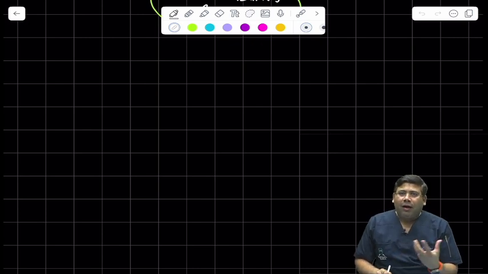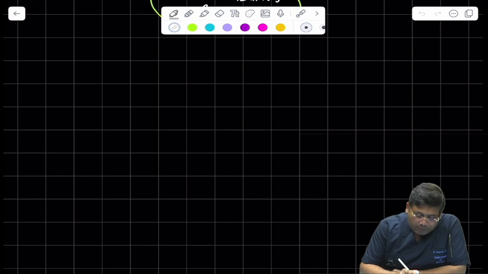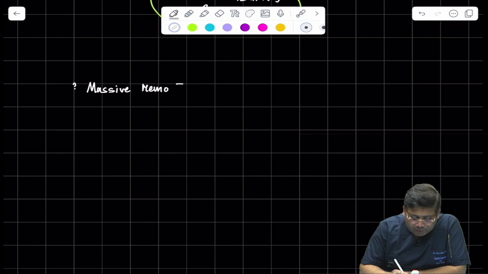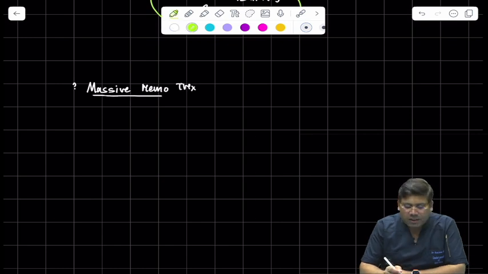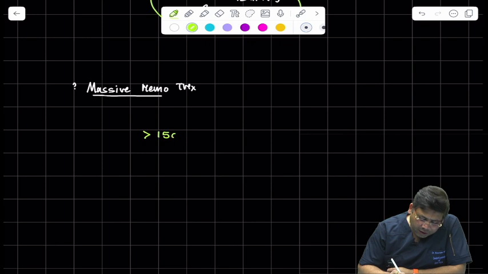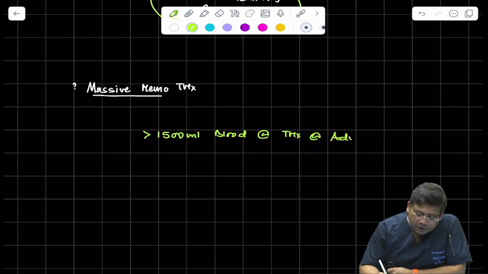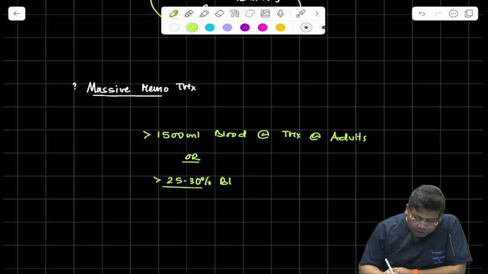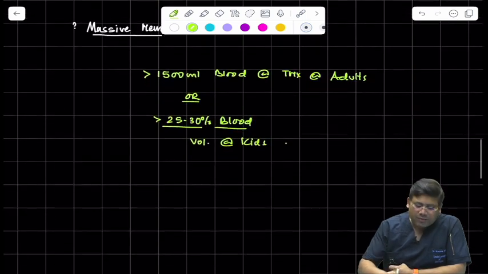So what I would have asked in case of this hemothorax, remember, I would have asked what is the criteria for massive hemothorax. This is again important. Let us revise it for upcoming NEET-PG exams. So when we talk about massive hemothorax, what is the concept of massive hemothorax? More than 1500 ml blood into the thorax in case of adults. However, in kids, this is not the scenario. More than 25 to 30% of blood volume in case of kids. This is what is massive hemothorax.